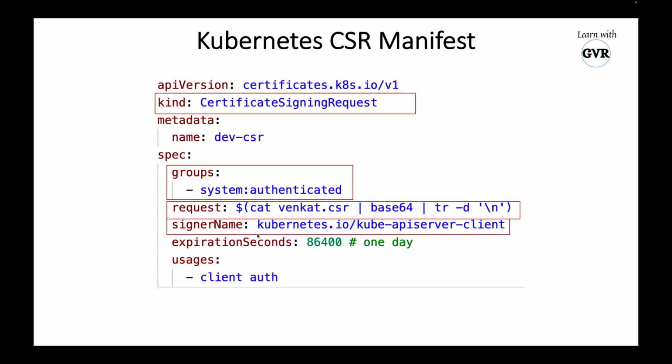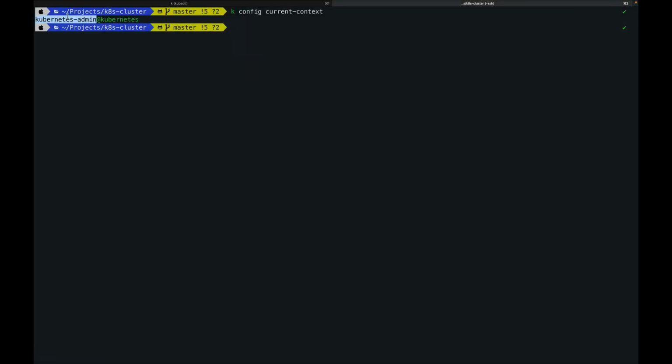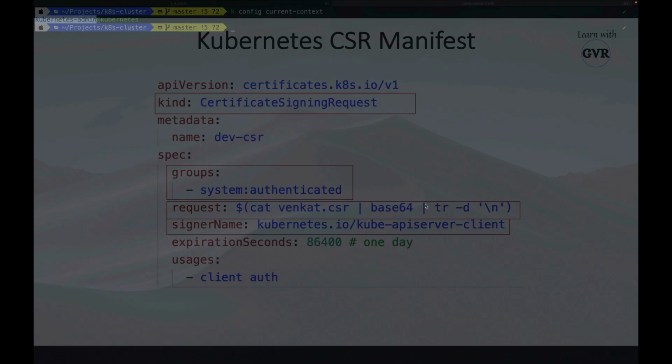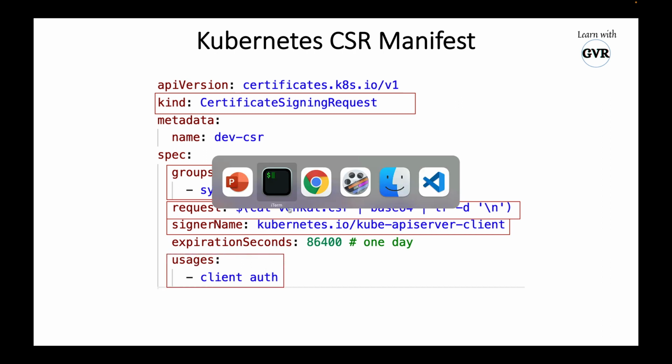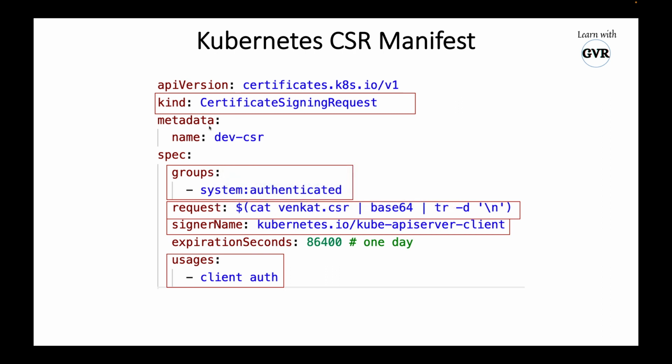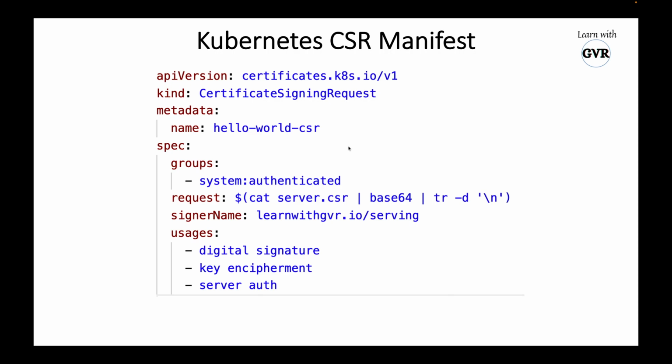Then the signer. I am asking whose signature? kube-apiserver-client. In the Kubernetes CSR, there are signers. Here my use case is that I want to create one user, Venkat, as a kubeconfig user. I just want to use it for client authentication. If you want to know about these particular details, this is the CSR. Then there is a second CSR, another example.